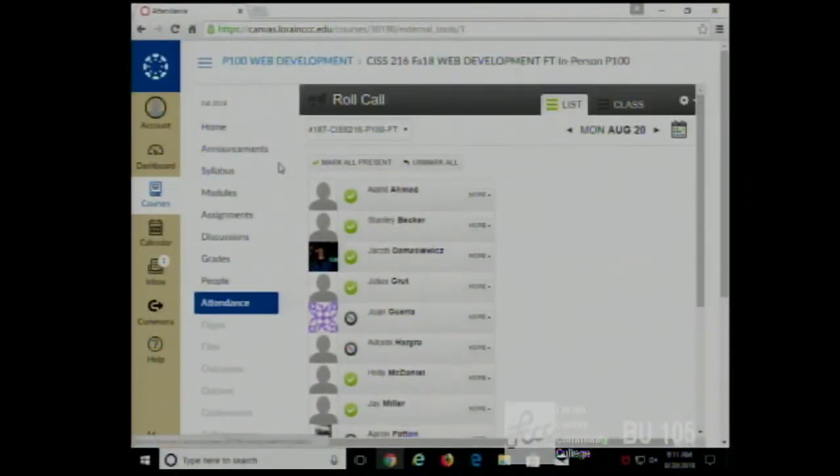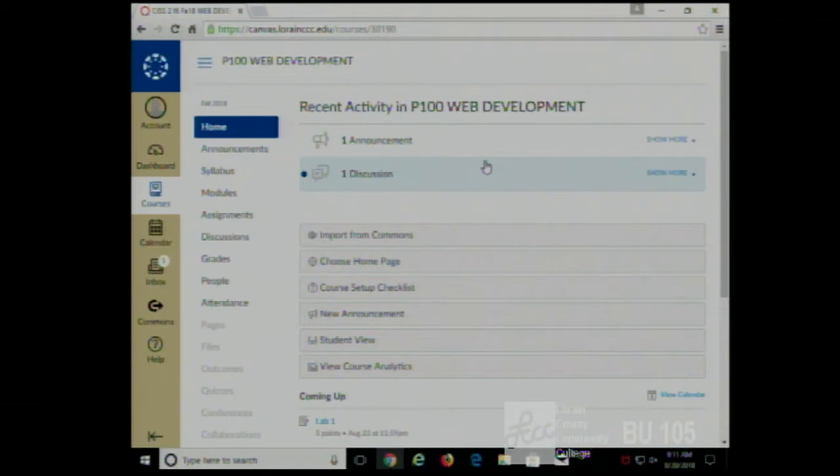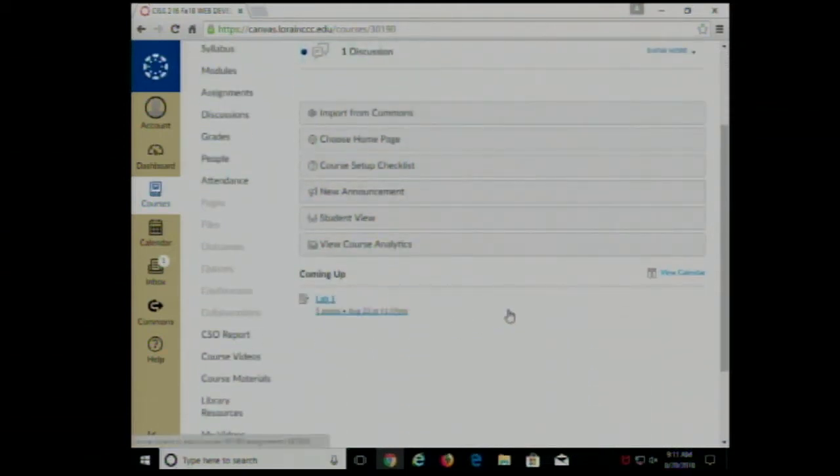When you log on to Canvas, you will come to this page where you'll see recent activity. Now, your page might look a little different than this, given that I'm the instructor and I can do certain things that you can't as far as a class goes. It'll show things like announcements, discussions in the discussion forums, and what things are coming up in this class.